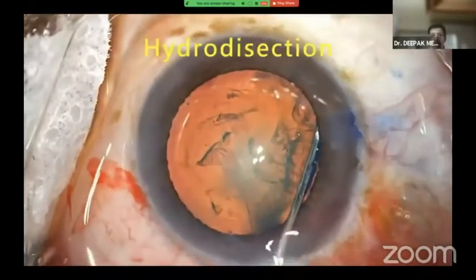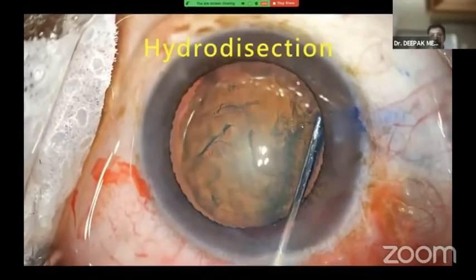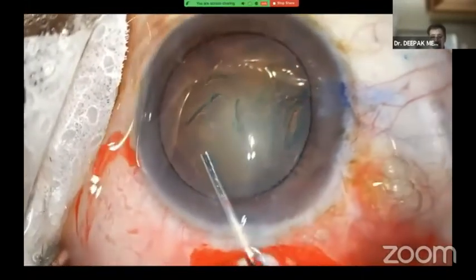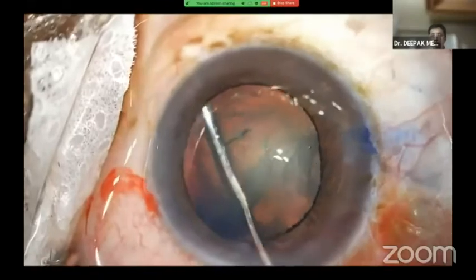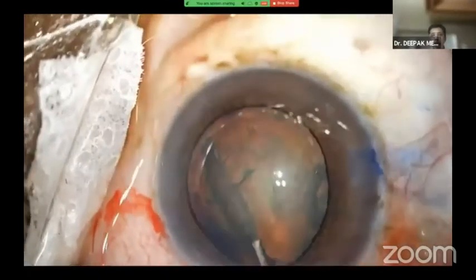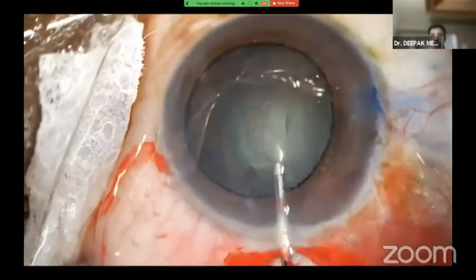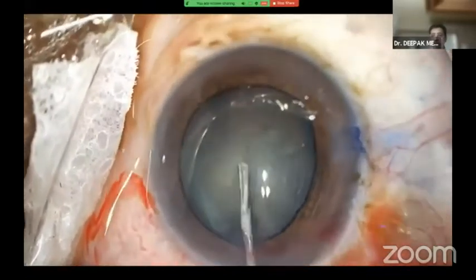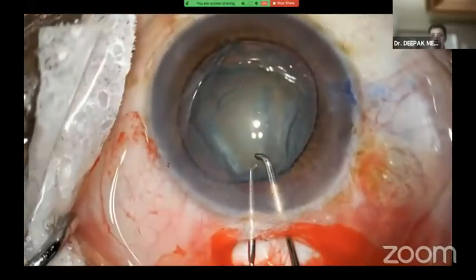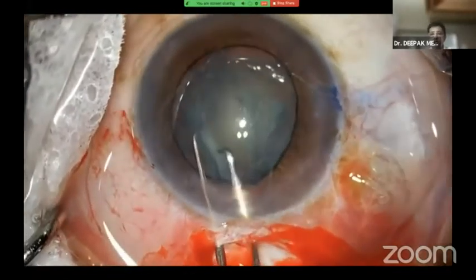So in the early part of the career, you take simple cases like this, you do hydrodissection and ensure that the nucleus is freely mobile. These are easy cases to begin with, wherein you ensure that it is free and you have a slightly bigger rhexis. And using 2 Sinskey hooks, just learn this technique.